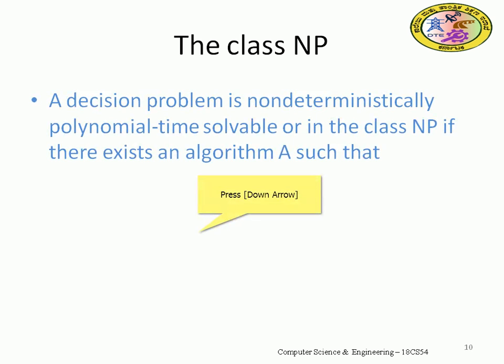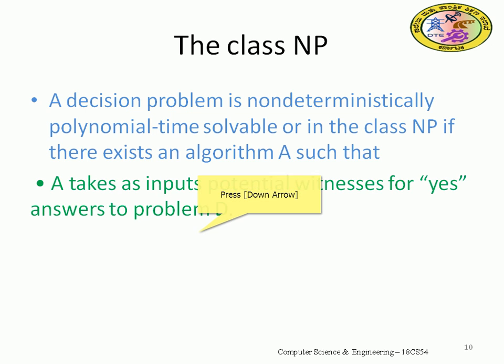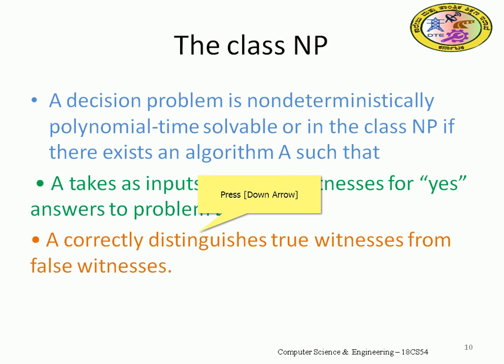Now class NP. A decision problem D is non-deterministically polynomial time solvable, or in the class NP, if there exists an algorithm A such that A takes the input, a potential witness for a yes answer to problem D. It is a more realistic witness, or potential answer, for the yes answer. It correctly distinguishes a true witness from false witnesses, an accurate discrimination, so we can get some filtered output.